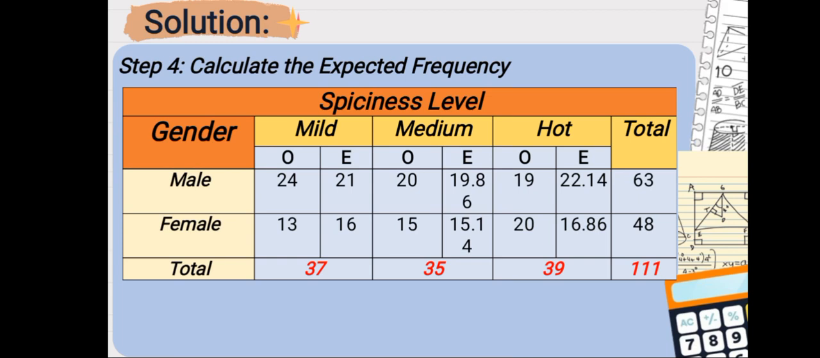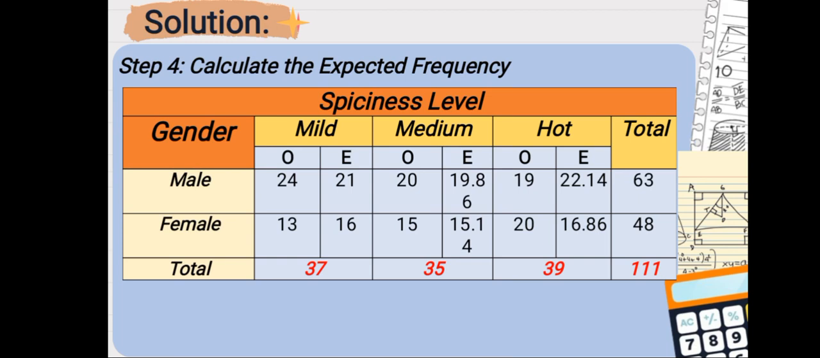Step 4, calculate the expected frequency. So how to calculate the expected frequency? Remember the O, the observed frequency. The observed frequency is already given in our data, or in the contingency table. So we just calculate the expected frequency. Based on our formula, we have the row total times column total divided by the grand total.